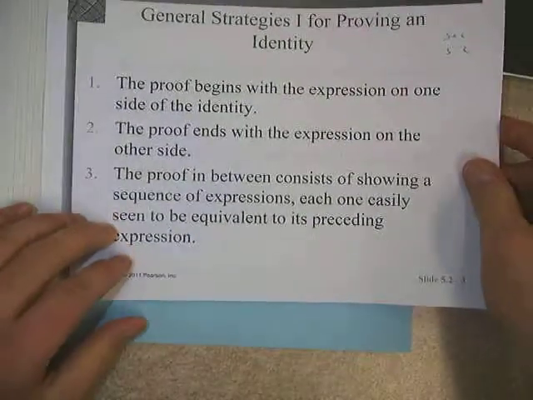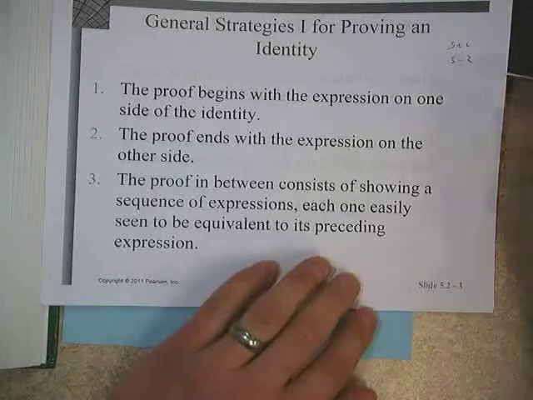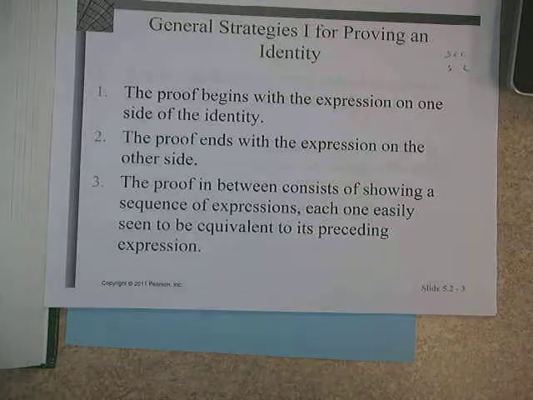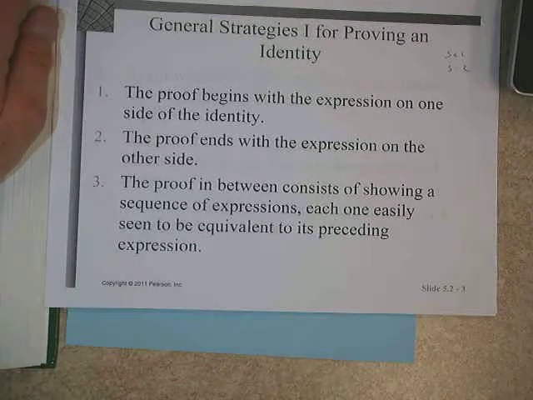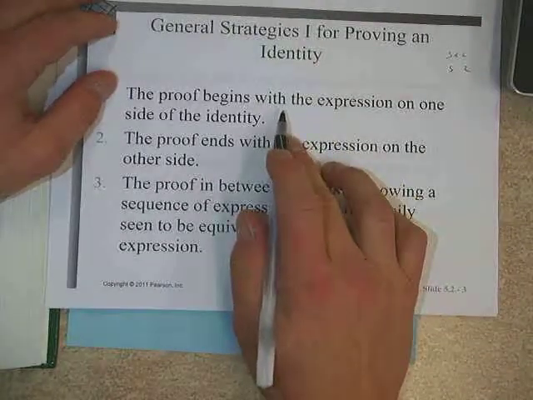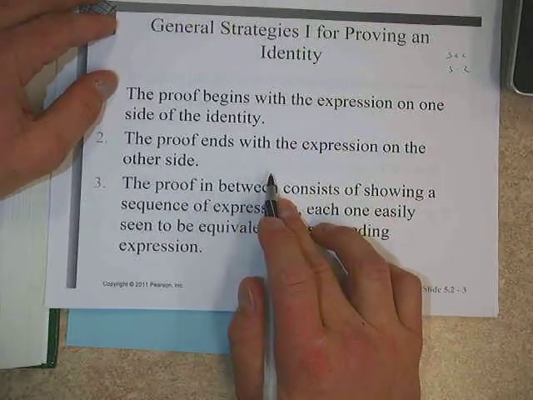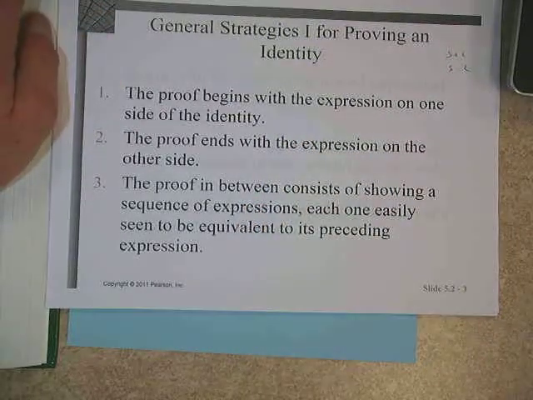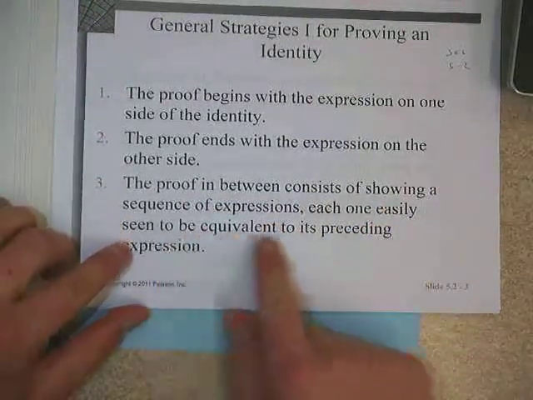Okay. So with that said, let's take a look at these general strategies that we're going to use here. Okay, this is the first one. I'm on page 455 if you want to follow along here. So general strategies for proving an identity are as follows. We're going to start with number 1 here. The proof begins with the expression on one side of the identity, and the proof ends with the expression on the other side of the identity. That's exactly what we just did in that example. We took one side of the identity and we transformed it into the other side. So that's exactly what we just did, those two steps right there for that one.